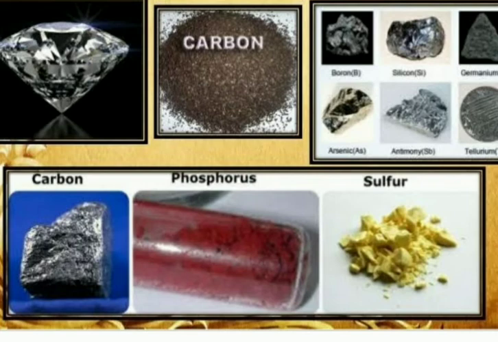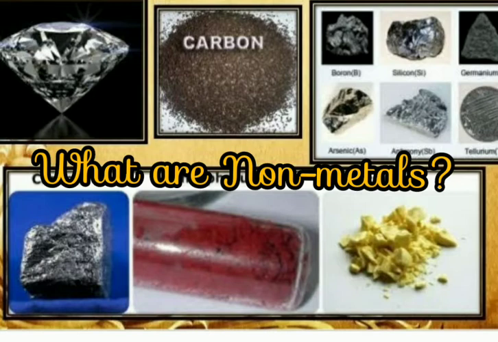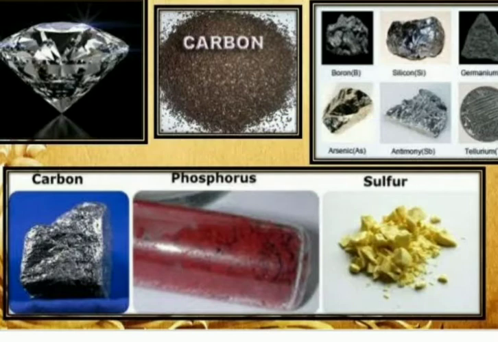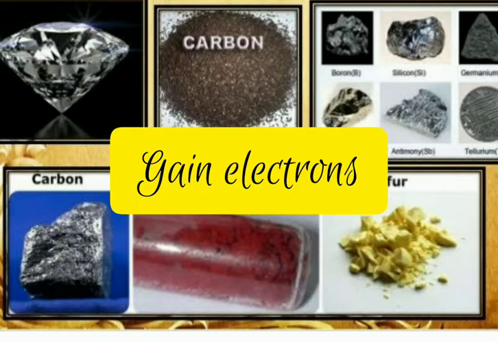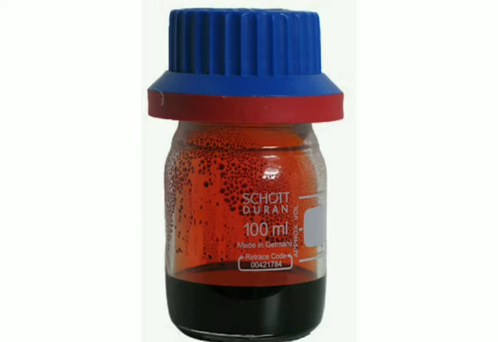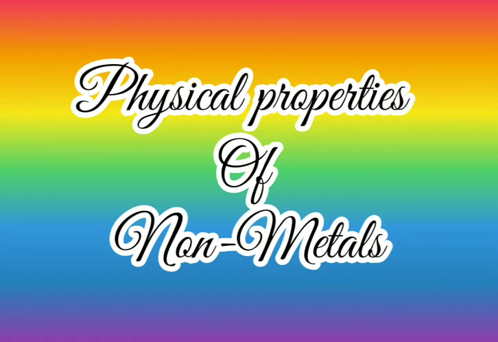So, let's now discuss some properties of non-metals. Firstly, what are non-metals? Non-metals are totally different from metals. Non-metals gain electrons to achieve noble gas configuration. All the non-metals are solids or gases except bromine, which is liquid at room temperature. So now let's discuss some physical properties of non-metals.